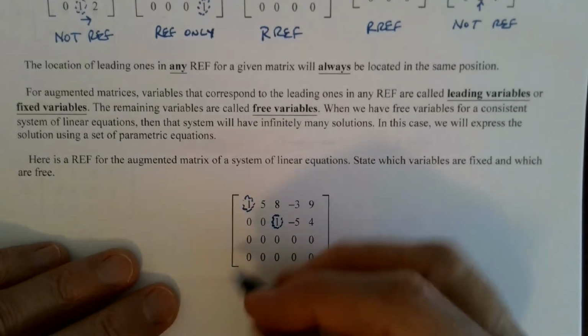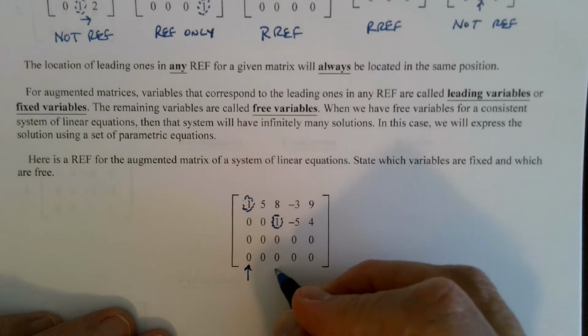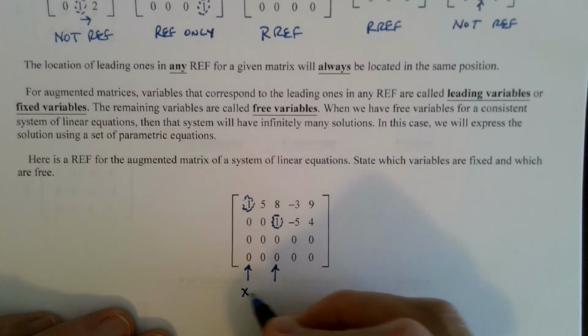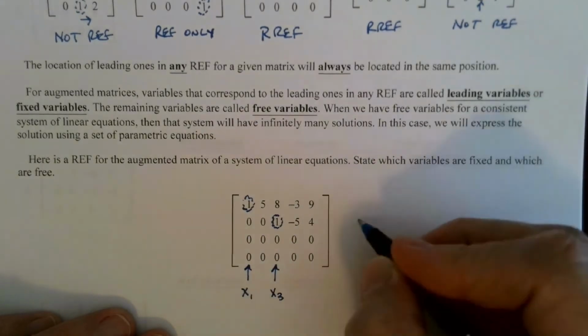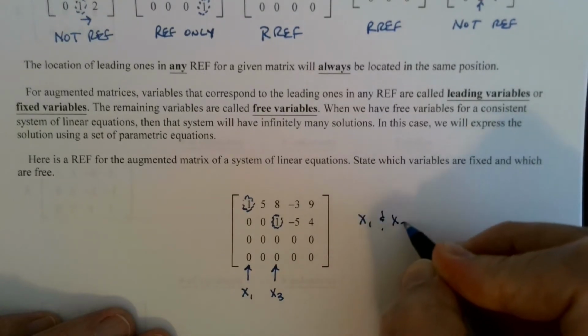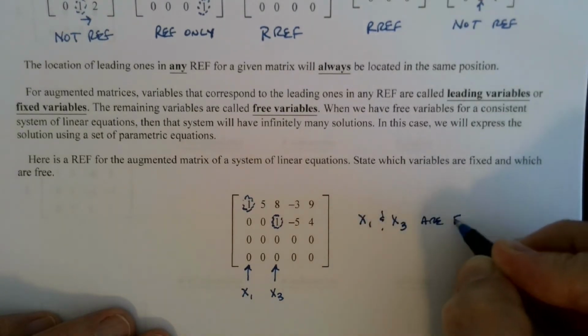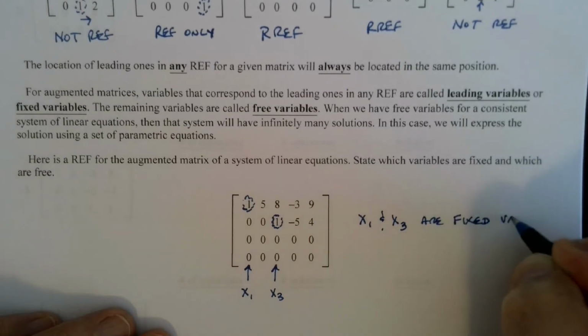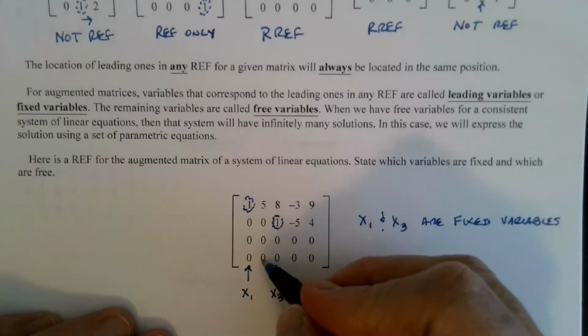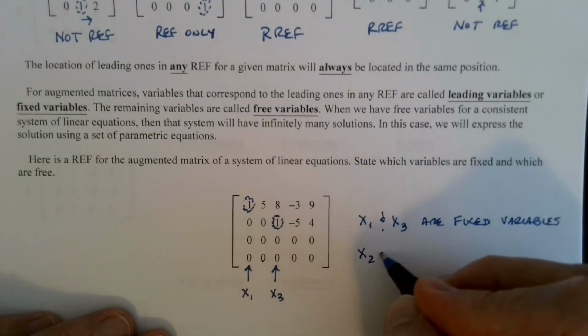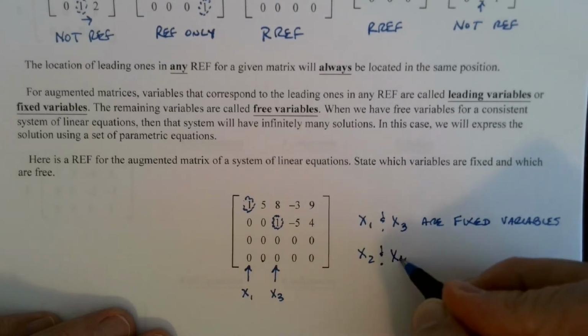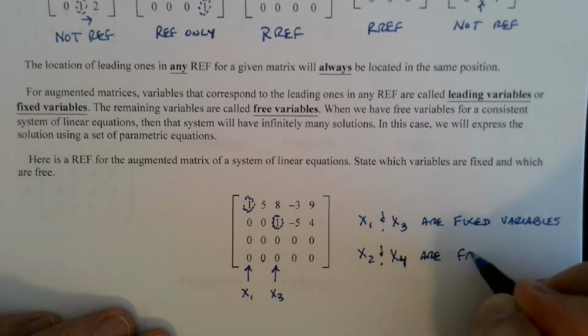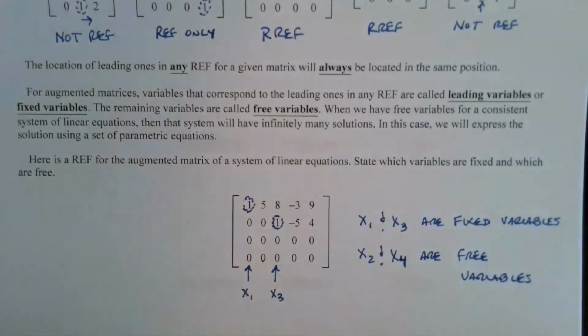But the thing is, these 2 columns correspond to, let's say, variables x1 and x3. So x1 and x3 are going to be your fixed variables. And that leaves what? x2 and x4 are your free variables. And we'll see in a minute how we write out the solution in the different cases.